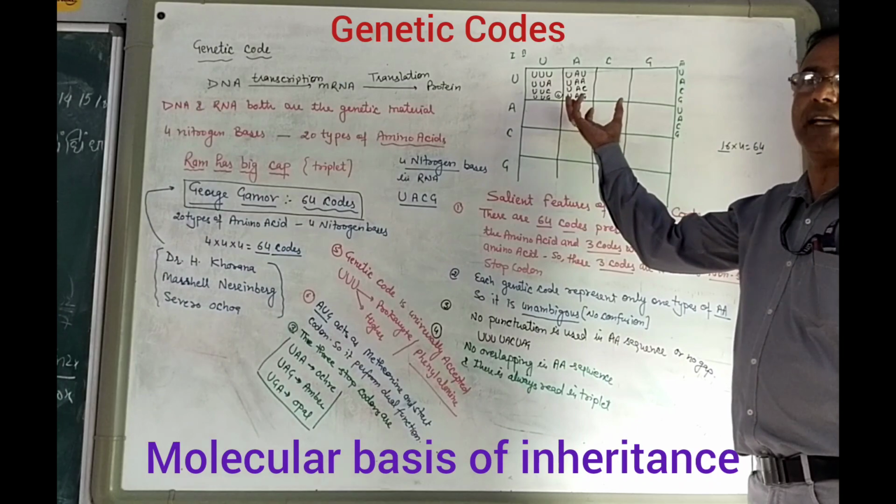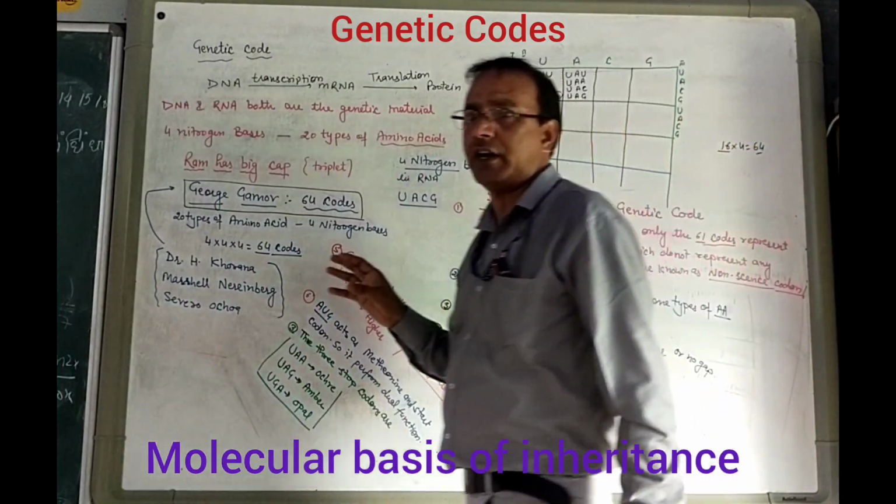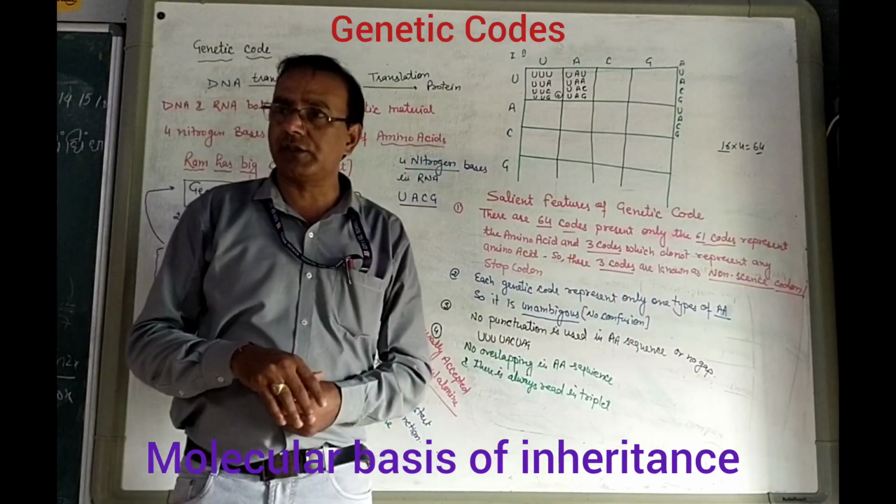How these codes are generated, we have seen. Then what are the salient features of genetic code? In the next part we will discuss translation.